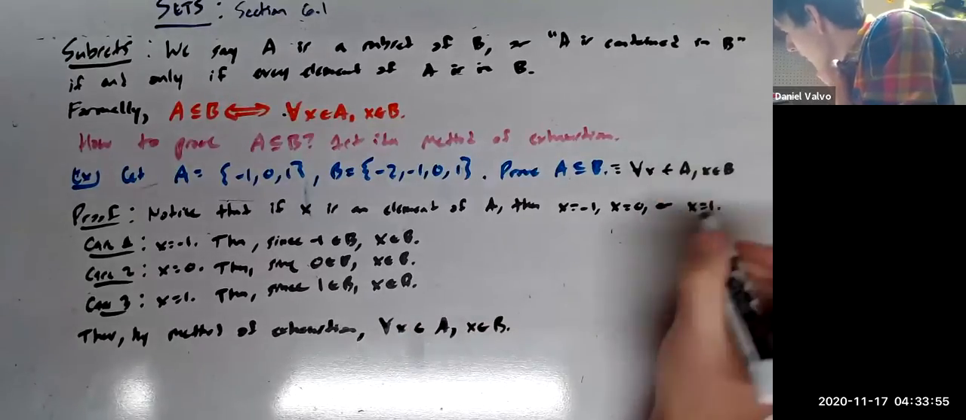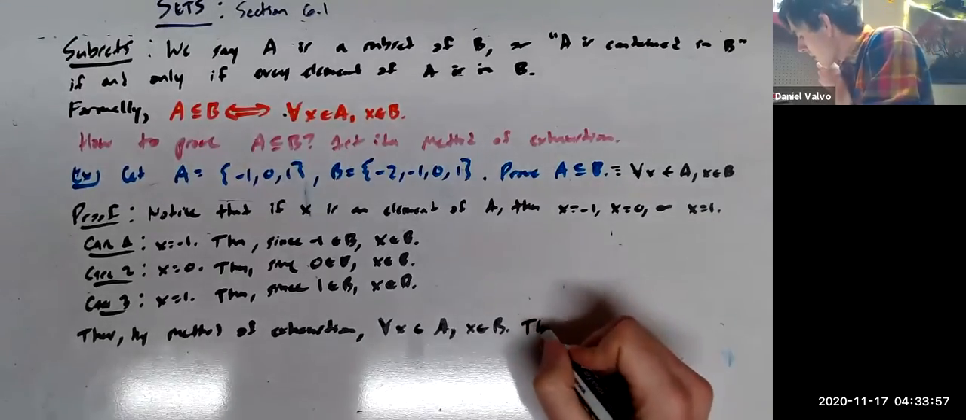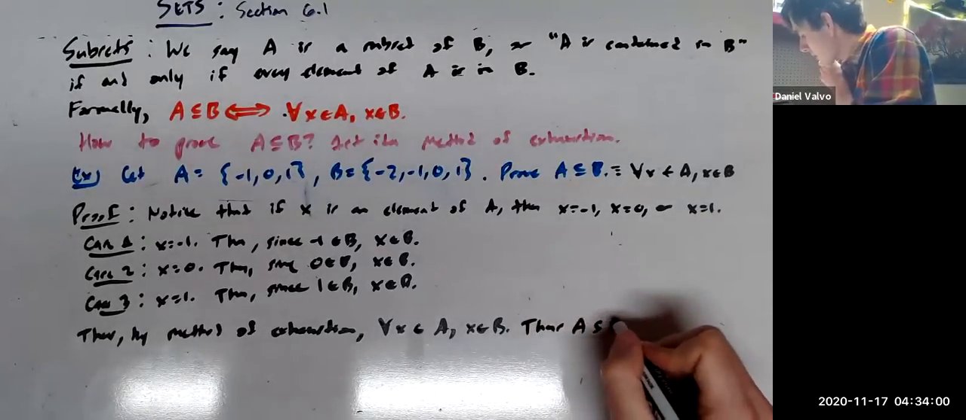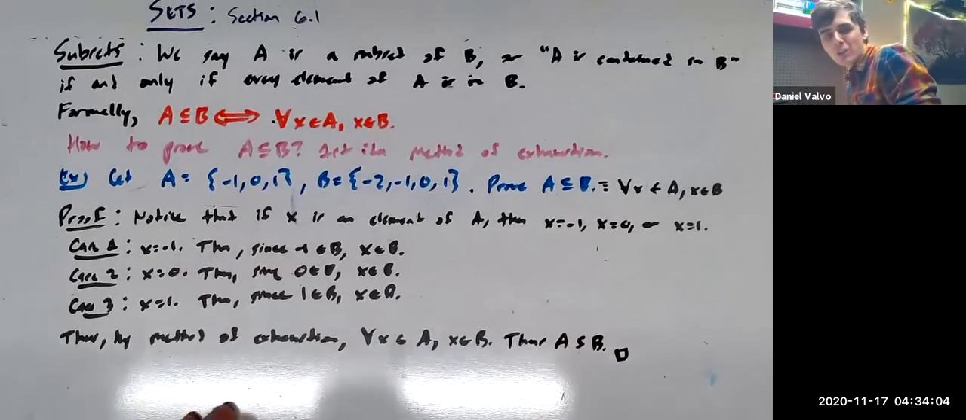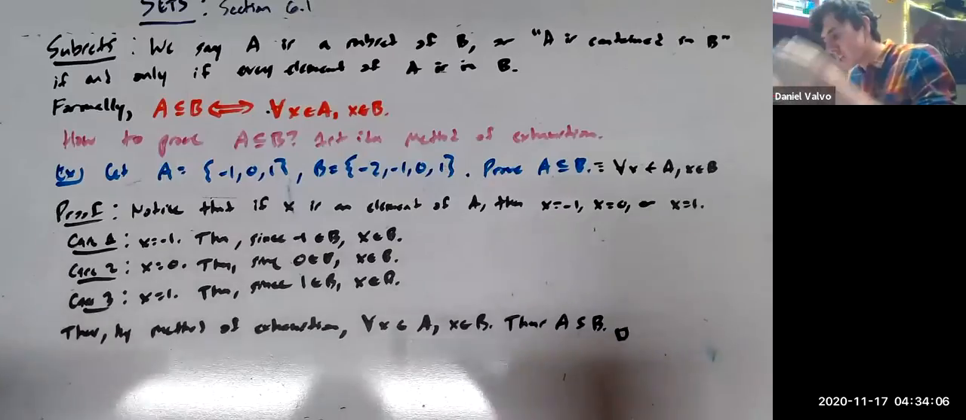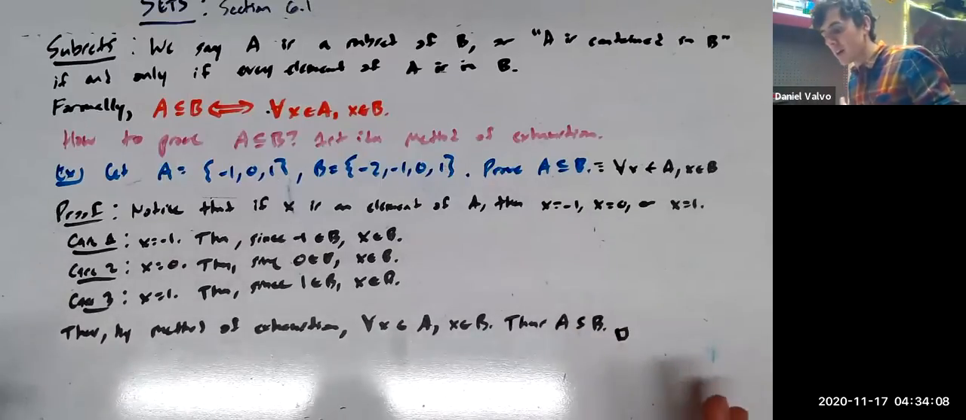Look at that. For all X in A, X is in B. Thus, A is contained in B. Kind of went quickly, but that's because I think this part was obvious, right? This is a method of exhaustion proof. You literally just go through every element and check it works out.